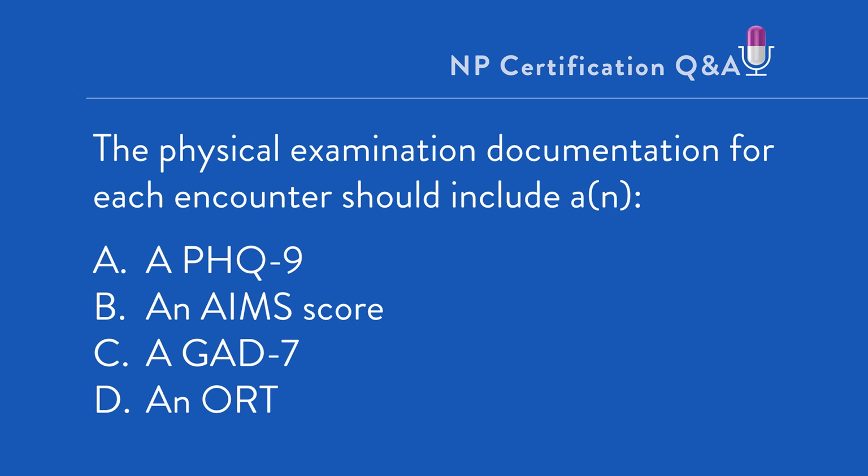Again, the question is, the physical examination documentation for each encounter should include A, and the answer is B. B, the correct answer is the Abnormal Involuntary Movement Scale, also known as the AIMS score. The AIMS score should be documented as part of the physical exam for each visit when a patient is on an antipsychotic. Now, I live in the real world, and I know that that doesn't always happen, but it should. And it's a really good habit to get into when you are establishing your practice. It's easy to do. It doesn't take a lot of time.